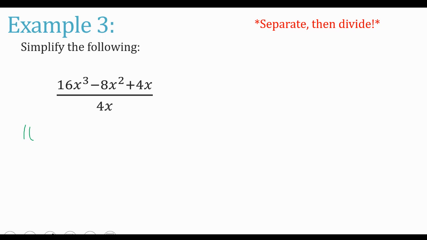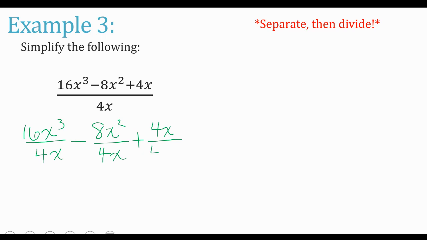So we're going to take 16x to the third, divide it by 4x. So I just took that first term, dividing it by 4x, minus, I'm going to take that second term, 8x squared, divided by 4x. I'm going to take that third term, so plus 4x divided by 4x. All I did was take each one of these terms and separately I'm going to divide it by 4x. So same rules apply. I'm going to just switch to my red pen.